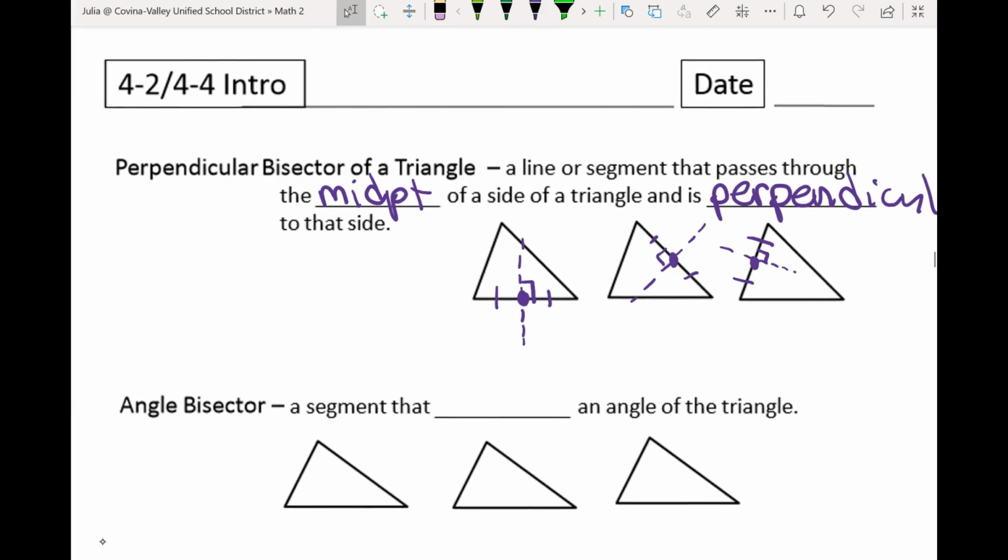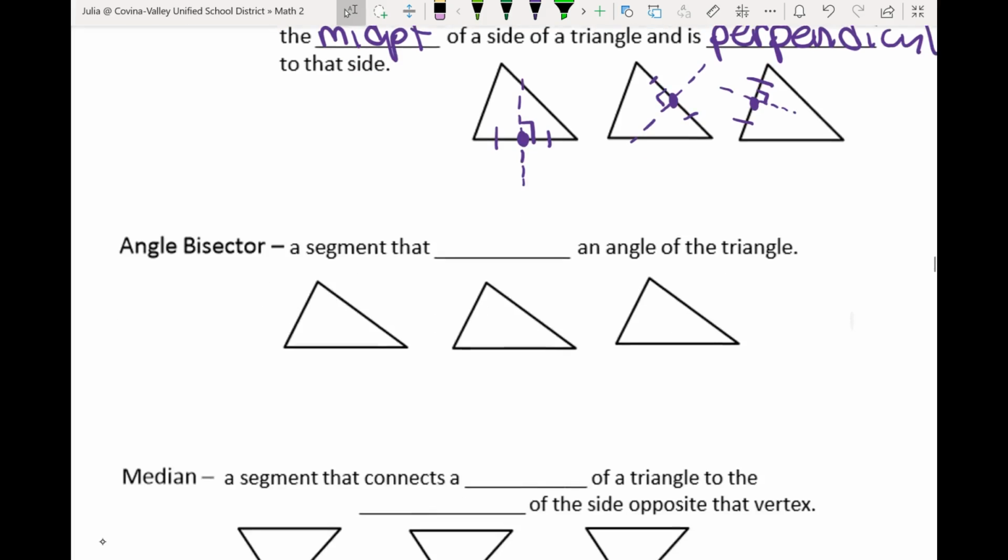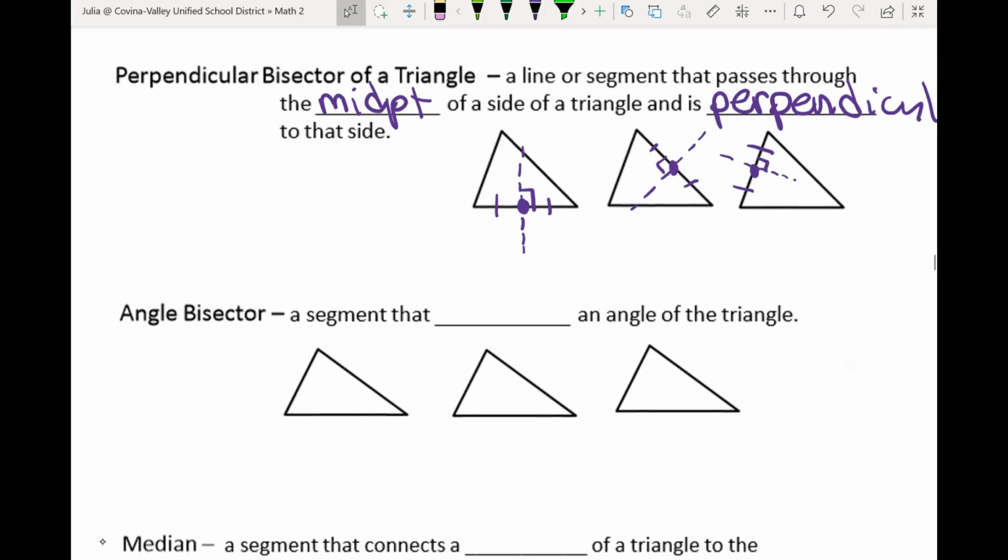Okay, what's the angle bisector going to do? Bisector is going to cut in half. Where? At the angle or one of the vertices. Good, has to be at the corner. So it bisects, it cuts in half an angle. So you can either have this angle right here that gets cut in half, or you can have this angle that gets cut in half.